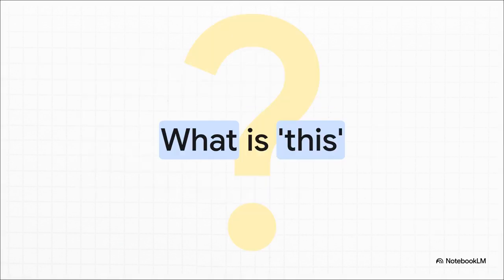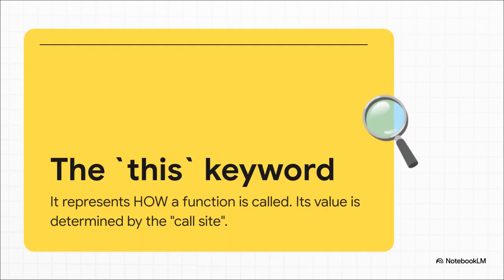All right, and now it's time for maybe the most famous, most confusing little word in all of JavaScript: this. What in the world is this even talking about? Okay, here is the absolute key you need to remember. The value of this is not set in stone. It changes. It all depends on the context, specifically how a function is being called. We call this the call site.